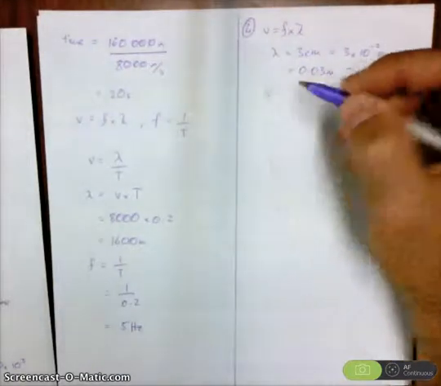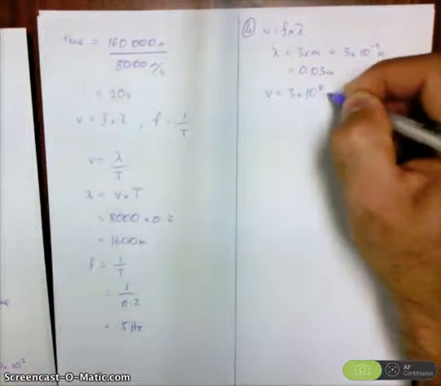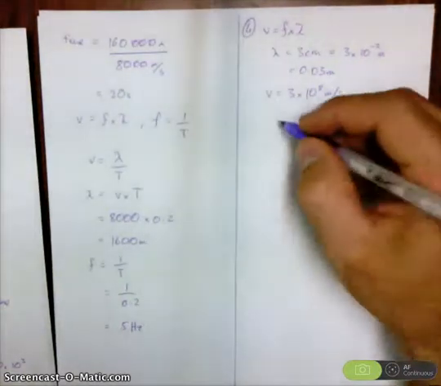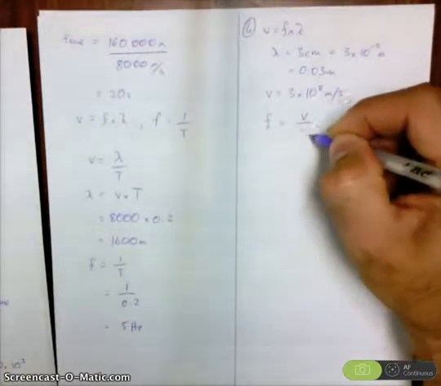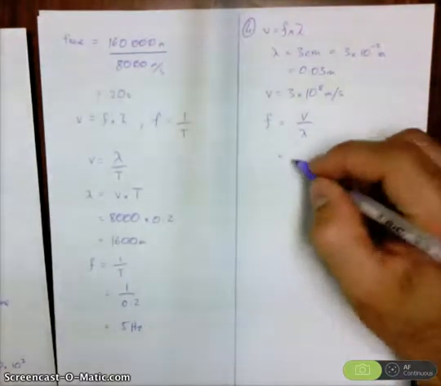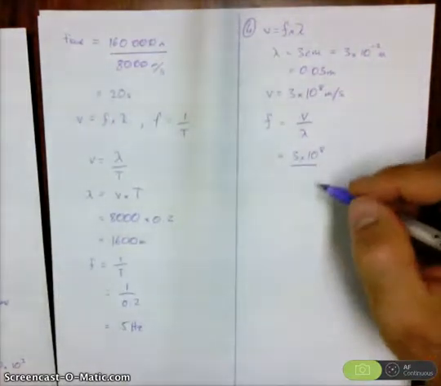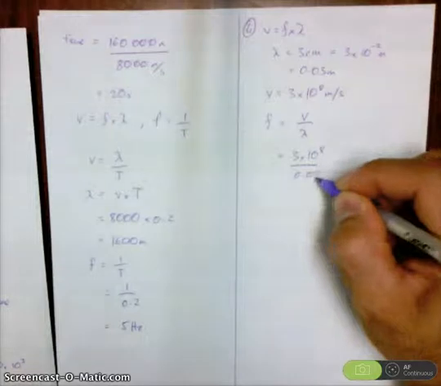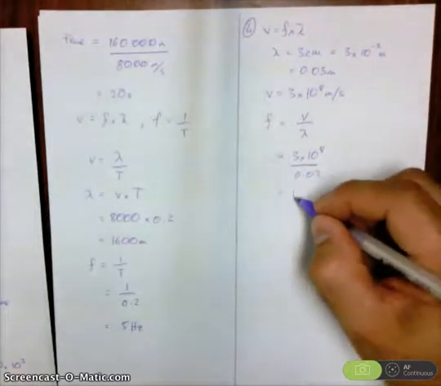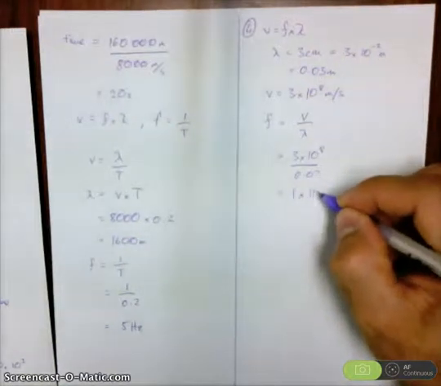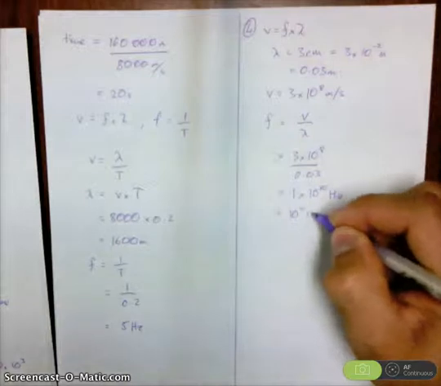We know that the velocity of microwave radiation is the same as all other electromagnetic radiation. That's 3 times 10 to the 8 meters per second. It's asked us what's the frequency. So frequency equals velocity divided by wavelength. I fit those into my formula and I end up with 3 times 10 to the 8 meters per second divided by 0.03, which is equal to 1 times 10 to the 10 hertz, okay? Or simply 10 to the power of 10 hertz.